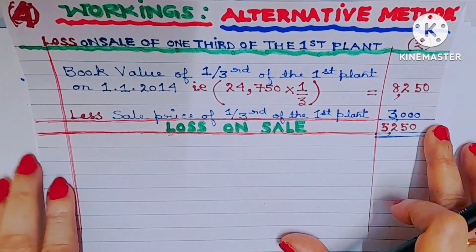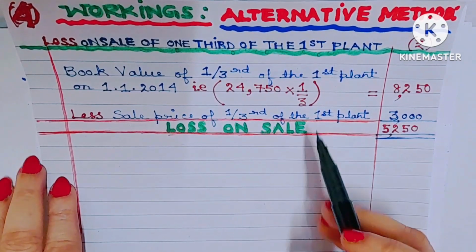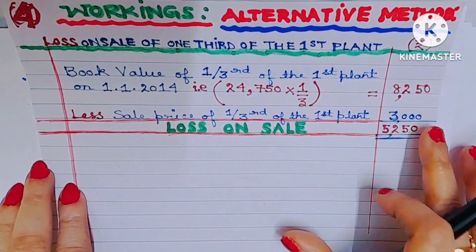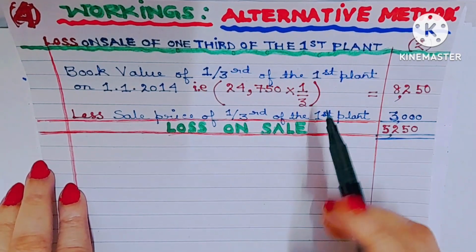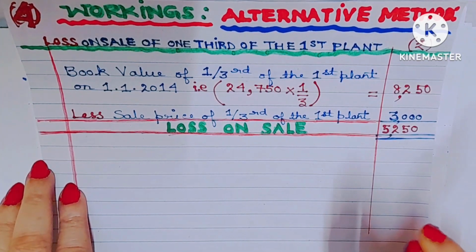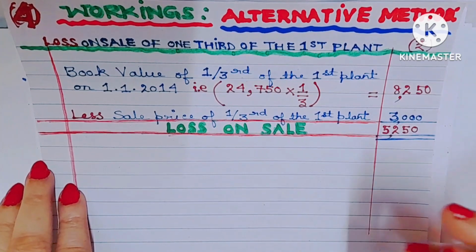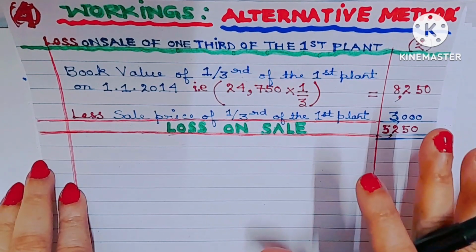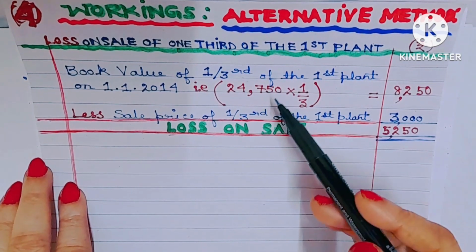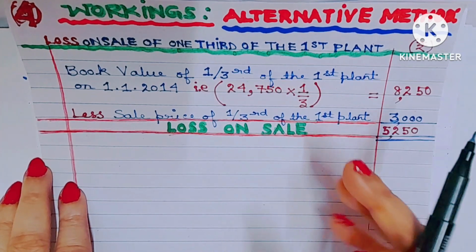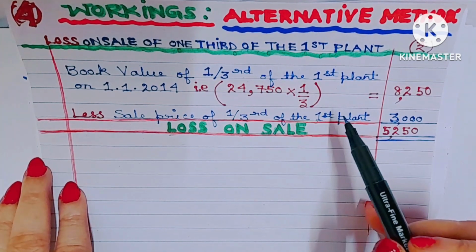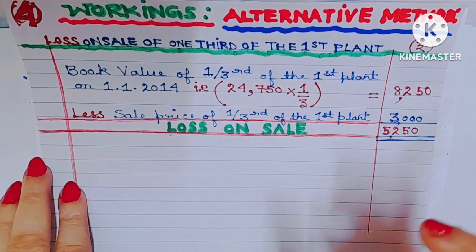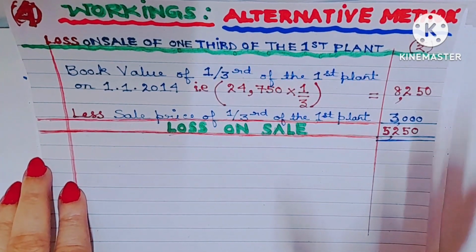Since 1/3 of the first plant was sold for rupees 3,000, এটা লস অন সেল হলো 5,250. But we are not going to charge depreciation in the year 2014 for 1/3 of the first plant. Why? Because 1/3 of the first plant was sold on the very first day of 2014. That is 1st January 2014 সেল হয়ে গেছে। সেই জন্য আমাদের কোনো depreciation চার্জ করতে হবে না. Had it been sold on 20th February 2014, we would have charged depreciation on 1/3 of the first plant for 2 months. But এখানে the very first day, that is 1st January 2014 sell হয়ে গেছে.